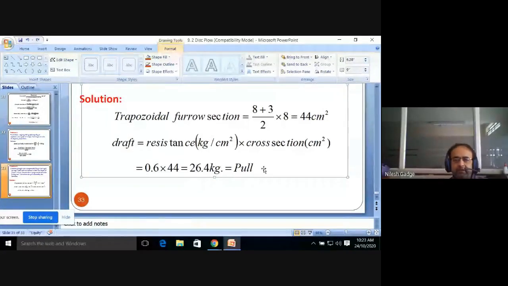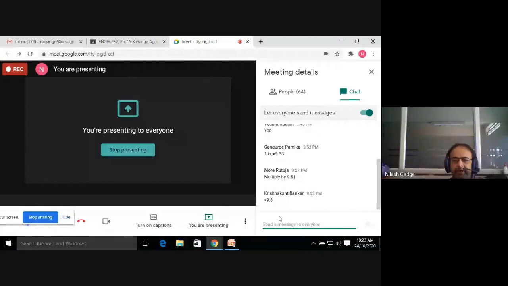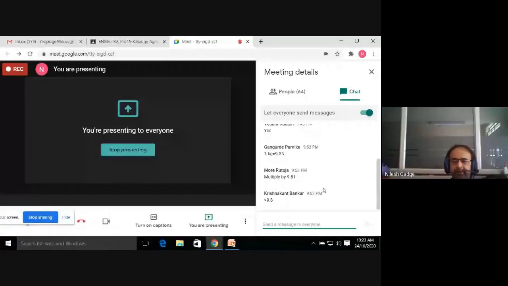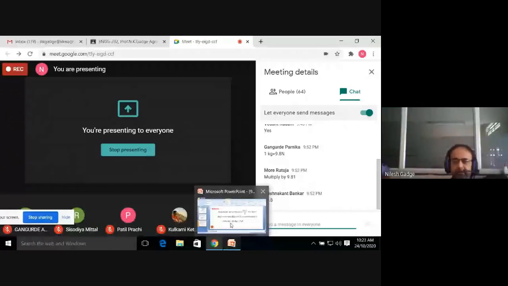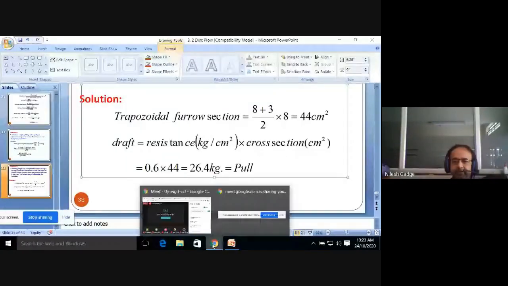Have you written the solution or not? Just tell me, have you completed the solution? Okay, 9.8, Krushnakant Bankar, good. 9.81 is also a correct one. Pranika, 1 kg is equal to 9.81 or 9.8 newton, that is correct. So multiply by 9.81 or 9.8, then it will get converted into newton. So have you written the solution? You can put it in the chat box.